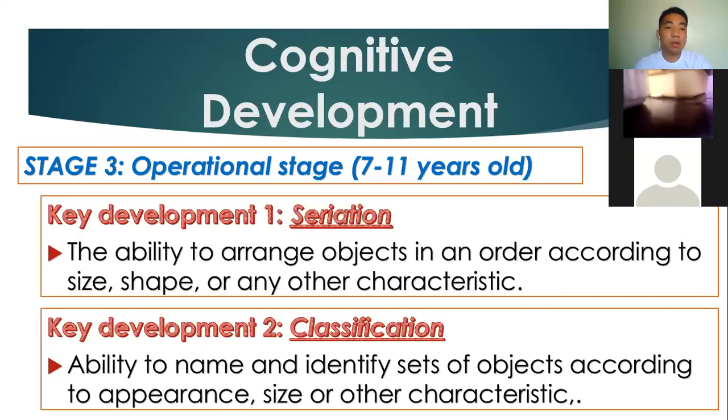Okay? So for classification, the ability to name and identify sets of objects according to appearance, size, or other characteristic. So at this stage, the child can classify already. Just what I told you, dili na animistic ang bata because he or she can classify living things to non-living things. So mao nang in aning stage, it is recommended to use graphic organizers for them because they already know how to classify things.